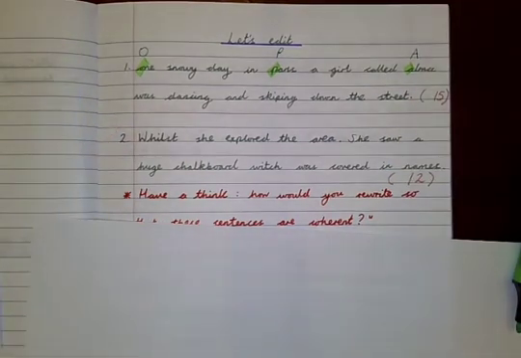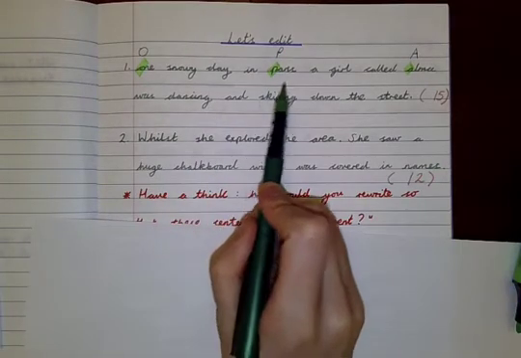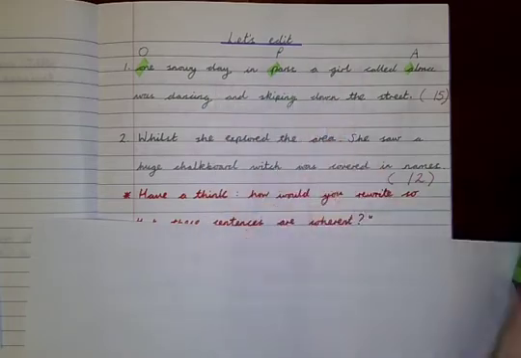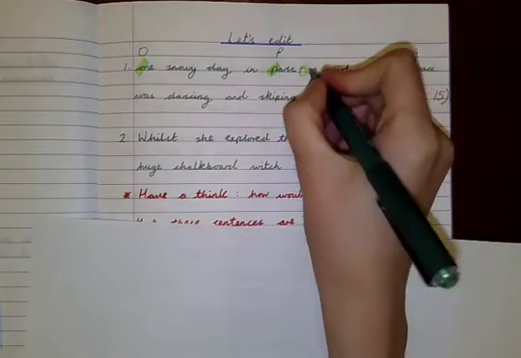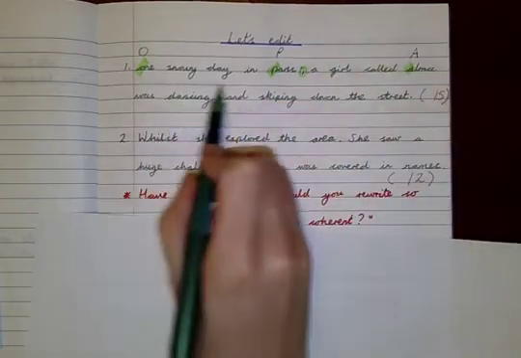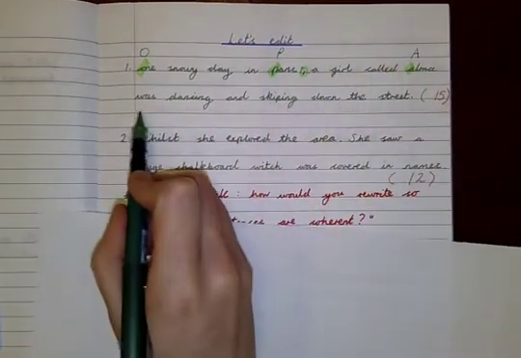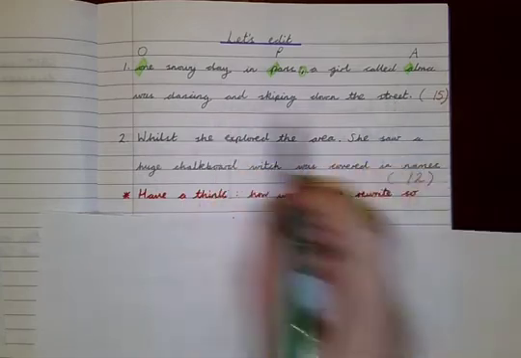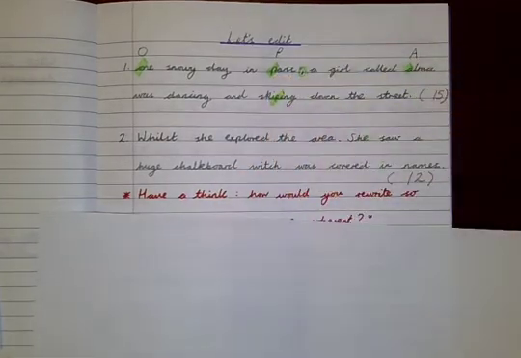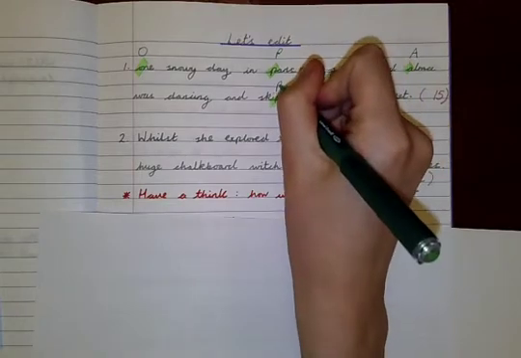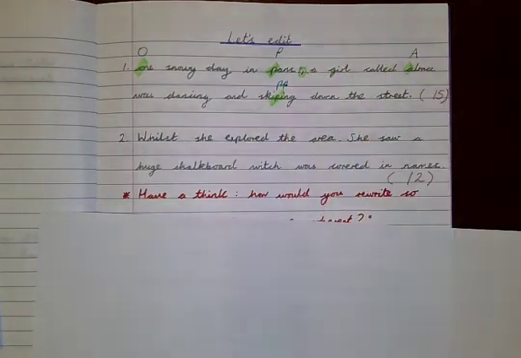Now, there were 2 more errors. So let's read through the sentence and check we have all of our punctuation. One snowy day in Paris, that's an adverbial, so well done if you spotted that you should have had a comma there. One snowy day in Paris, a girl called Alma was dancing and skipping down the street. And great job if you managed to spot that skipping was missing a P. Skipping has a double P, so add that in if you didn't manage to see it.